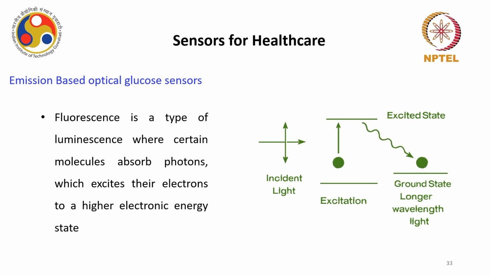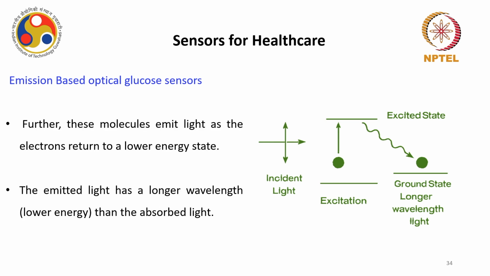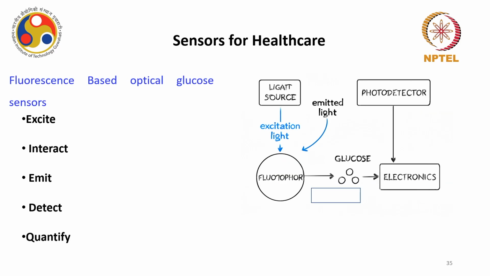Just to recall that, fluorescence is a type of luminescence where a certain molecule absorbs photons which excite its electrons to a higher electronic energy state, and further these molecules emit light as the electrons return to the lower energy state. The emitted light has, of course, a longer wavelength or lower energy than the absorbed light.